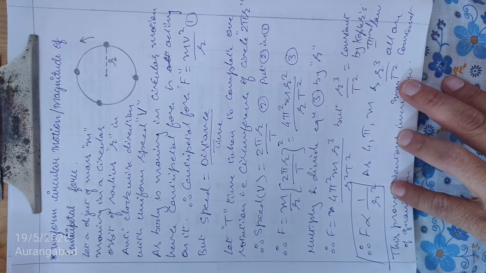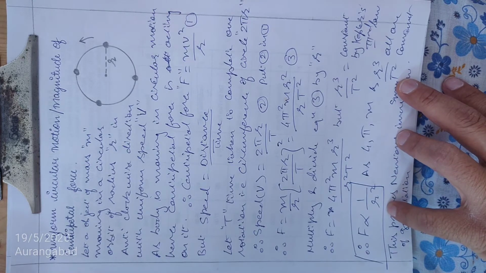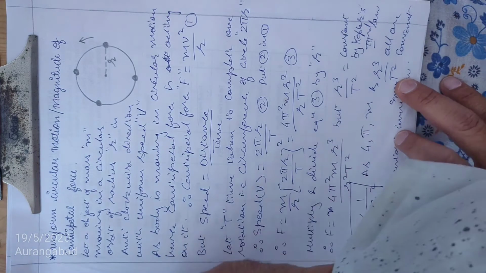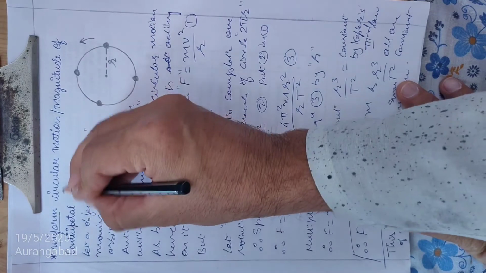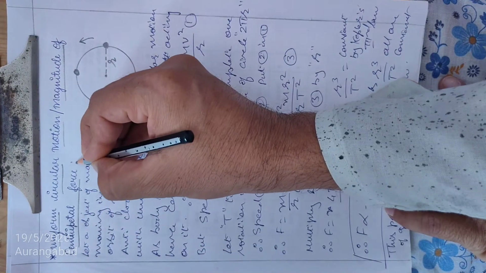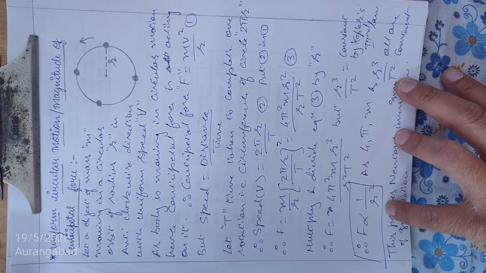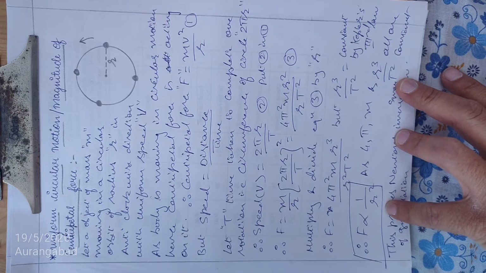Good afternoon, students. Today we are going to start with uniform circular motion, magnitude of centripetal force. Before starting this, we have already covered in the last session about Kepler's law. So in this session we will try to compare Newton's law of gravitation with Kepler's law.